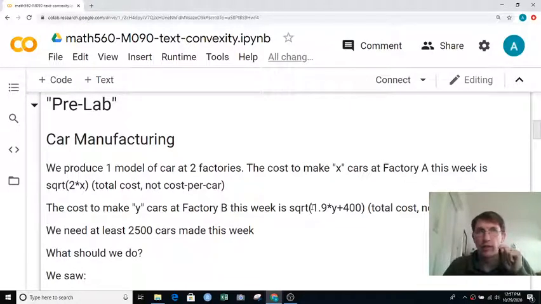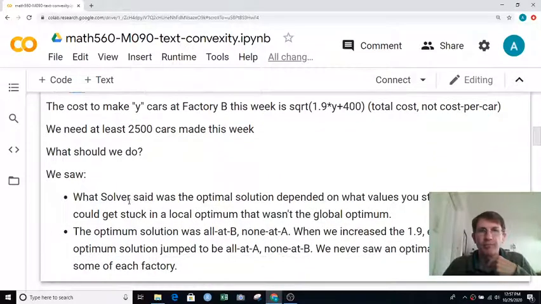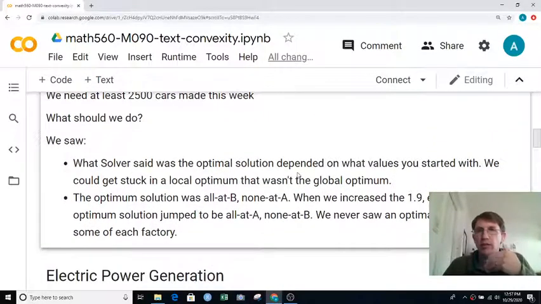One thing we had to do to protect Solver from getting square roots of negative numbers is we had to say square root of absolute value of that thing and square root of absolute value of that. It's not a mathematical thing, it's just protecting Solver from itself kind of thing. So in that we saw that the values you started with could affect what values you ended up with, and you could get stuck in a local optimum that wasn't the global optimum.